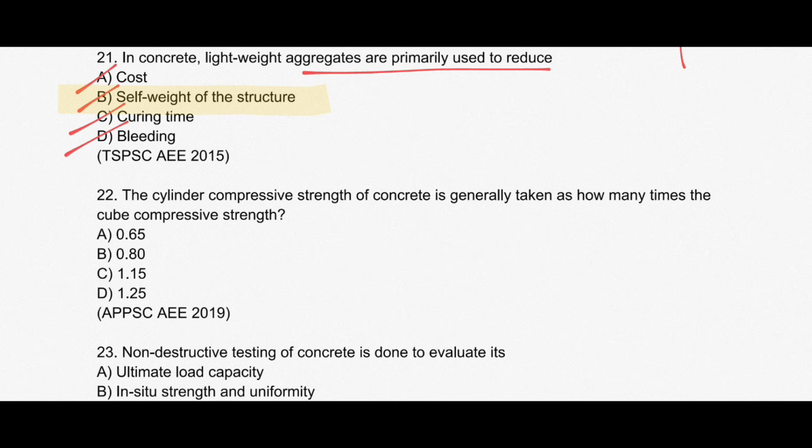22nd question. The cylinder compressive strength of the concrete is generally taken as how many times the cube compressive strength? Option A 0.65, 0.8, 1.15 and option D is 1.25. So the answer is 0.8. That is option B is the correct answer.